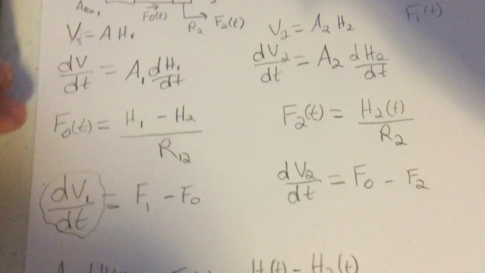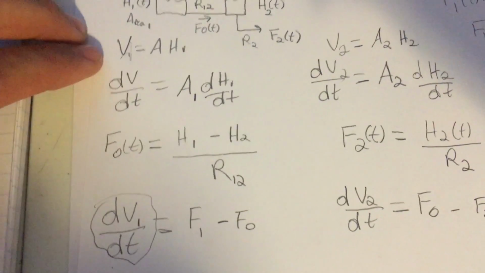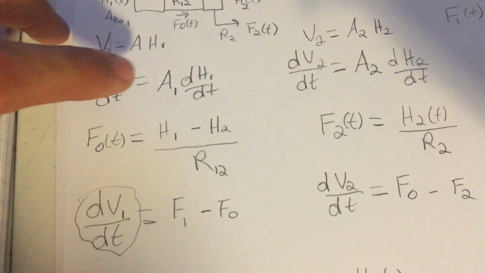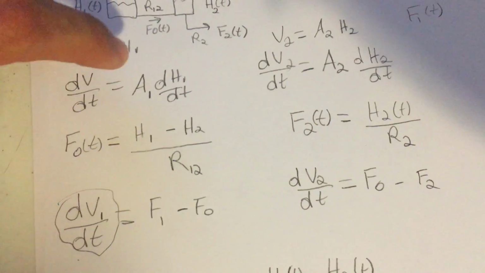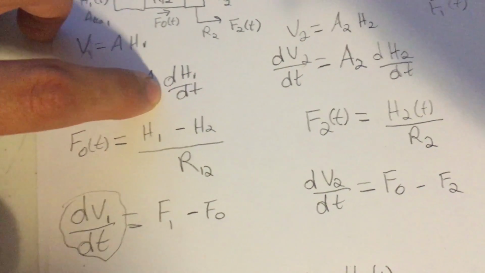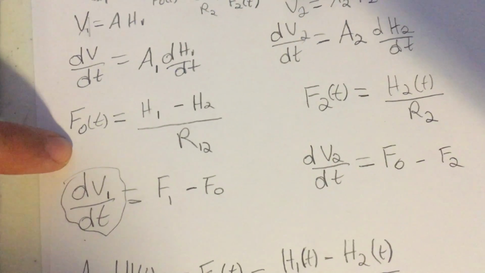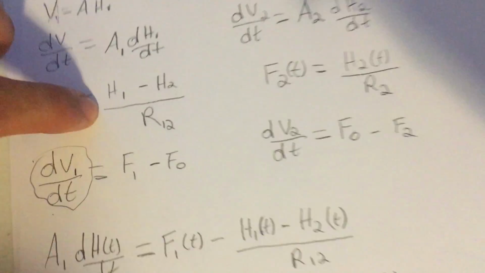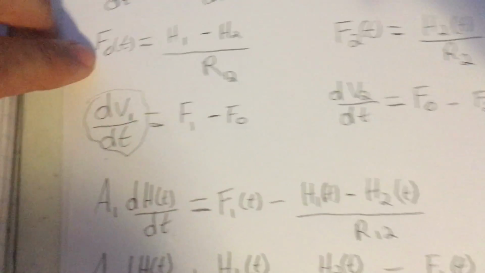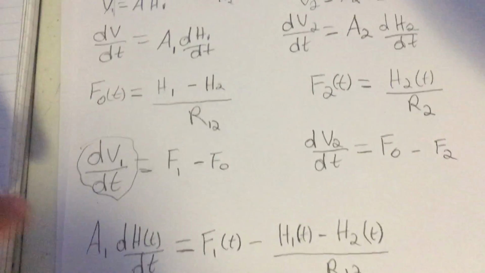So let's get to work right away. So we've already shown that the change in volume over the change in time is equal to the area times the change in height over the change in time. But what we didn't necessarily look at is the flow rate out of tank 2, or we might have already looked at that. I think you guys understand that. Flow rate out, flow rate out.